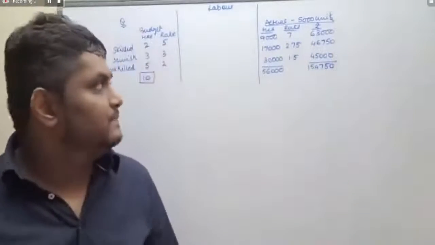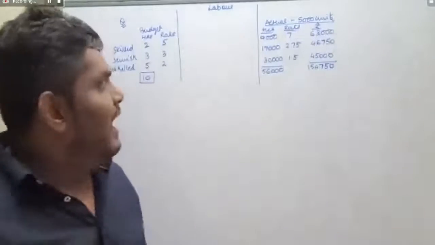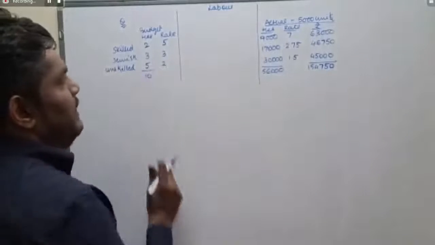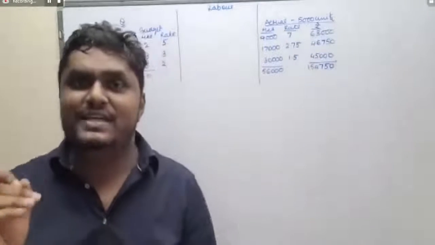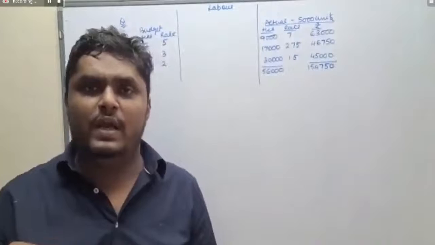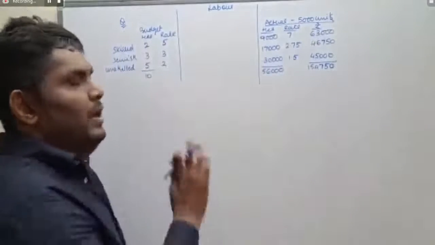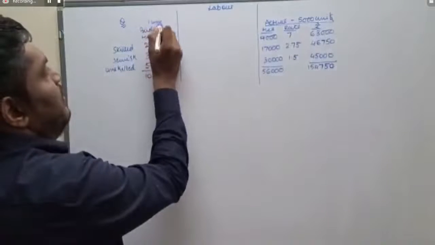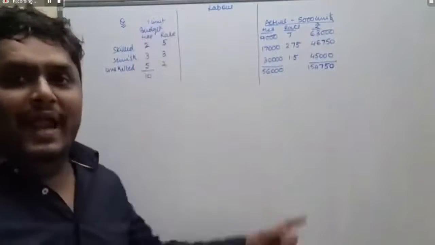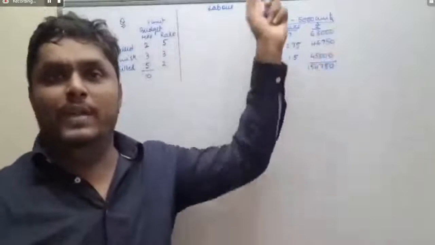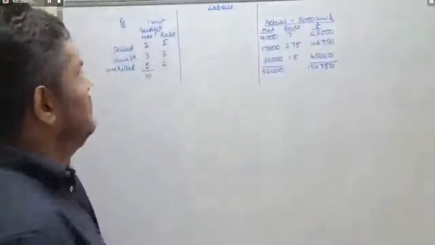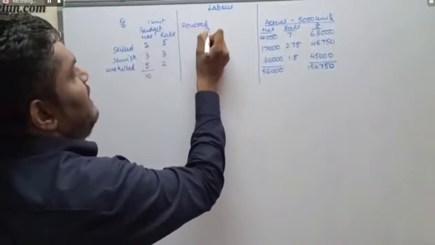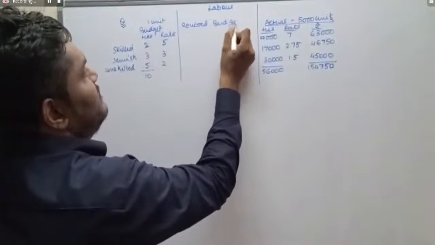Now guys, my question is, are these two figures comparable or not? I repeat again, are these two figures comparable or not? No. The reason is that this data is given for only 1 unit, and this data is given for a total of how many units? 5,000 units. So my question is, are we required to prepare a revised budget? Yes, we are required to prepare a revised budget.